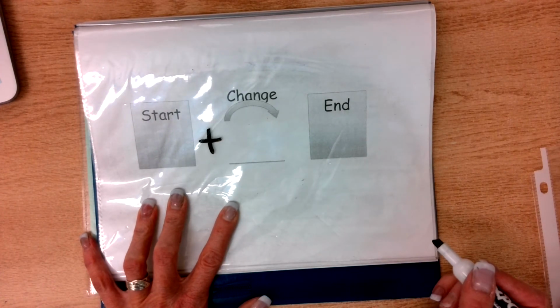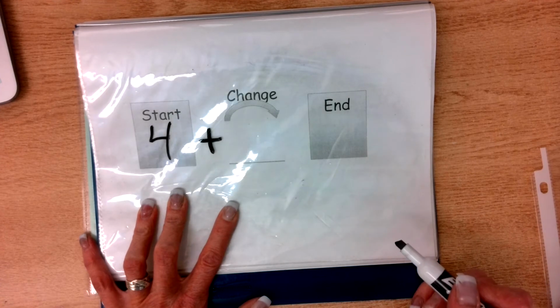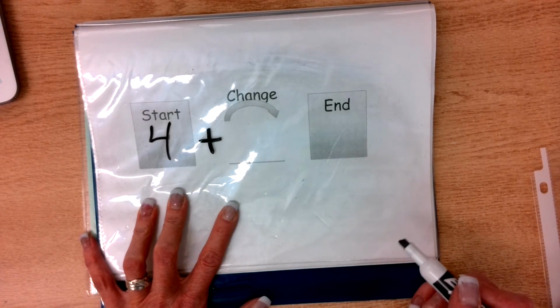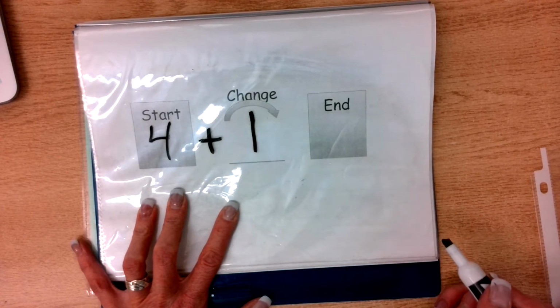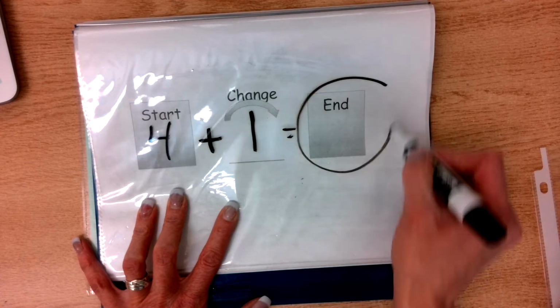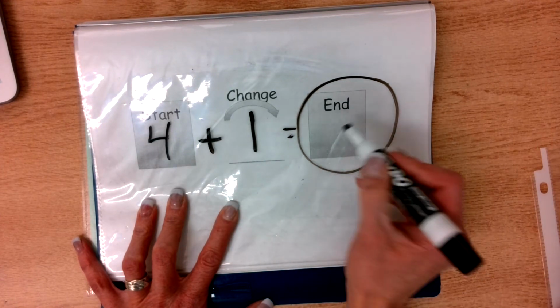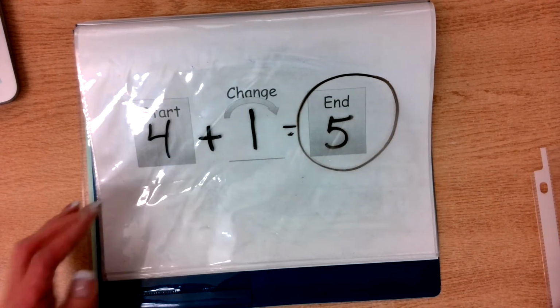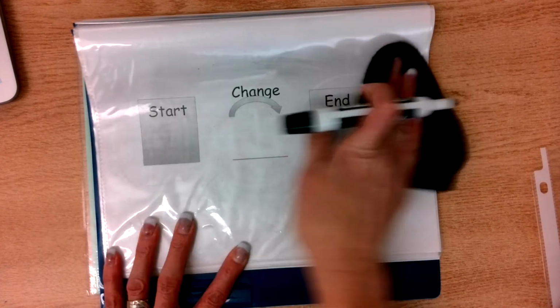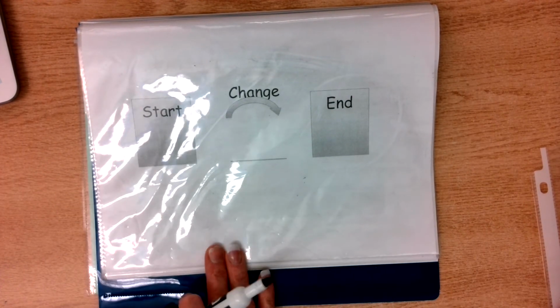So let me read that again. Jack won 4 chess games. Then he won 1 more game. And it wants to know how many games did Jack win in all. So this would be our unknown. So what is 4 plus 1? You got it. Nice job. All right, erase. Like I said, you don't have to use this. You can use your whiteboard if you want. This just seems easier for me.